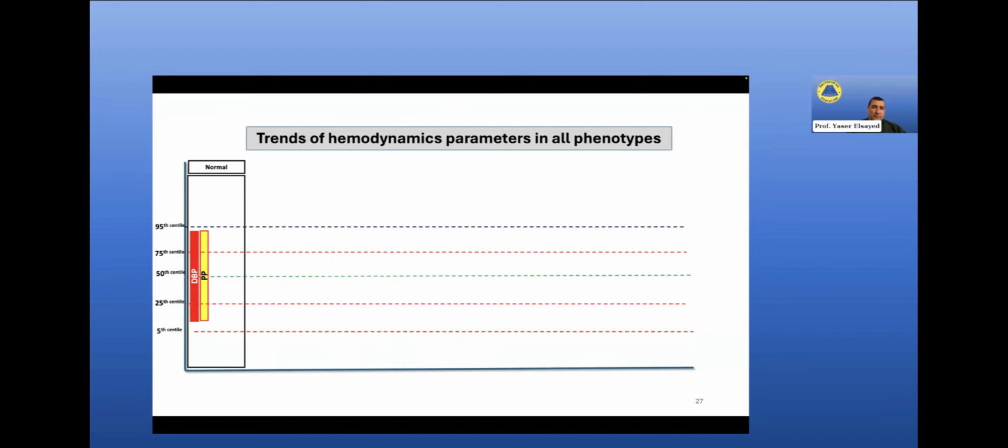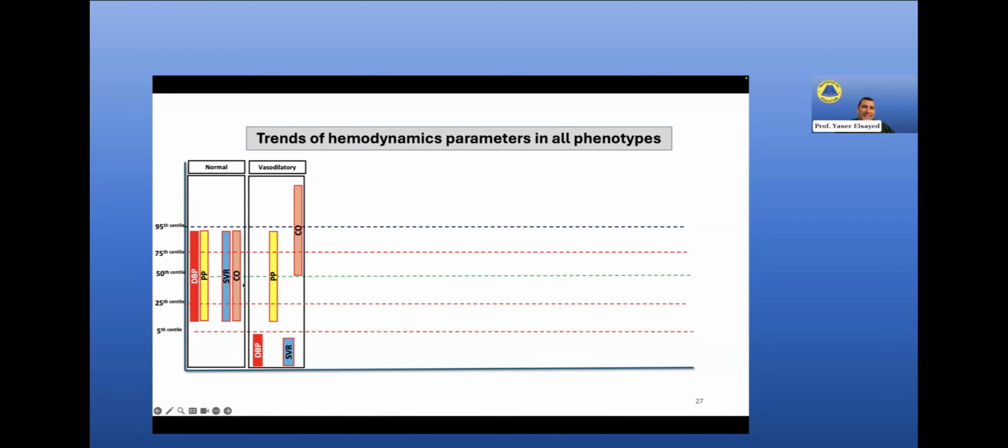So the trend of the diastolic blood pressure, pulse pressure, systemic vascular resistance, cardiac output, and vasodilatory shock. You have a low trend of diastolic blood pressure, normal pulse pressure, low systemic vascular resistance, and a normal to high trend of cardiac output. So it could be within normal, but it is about the trend.